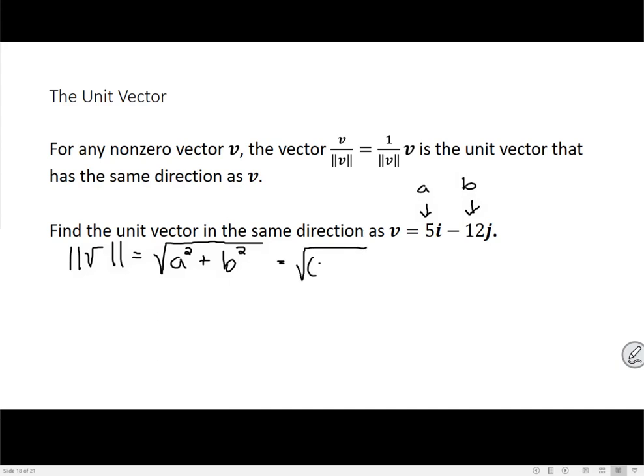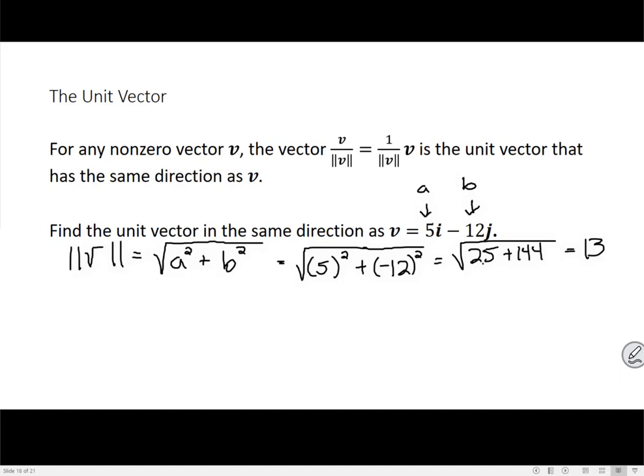So a is 5. So I get the square root of 5 squared plus b squared, which is negative 12 squared. All right, so that gives me 25 plus 144, and I get 13. So the magnitude of my vector v is 13.